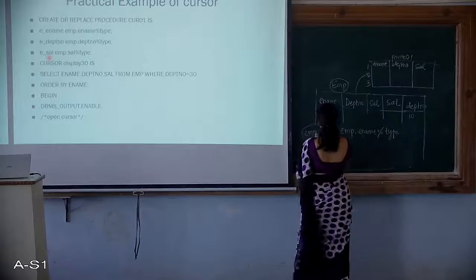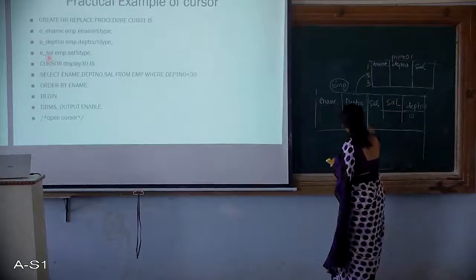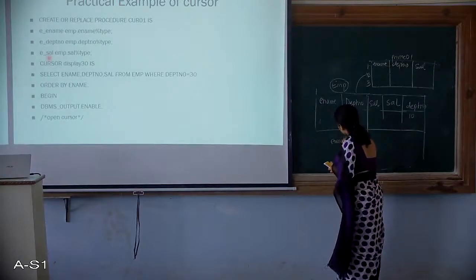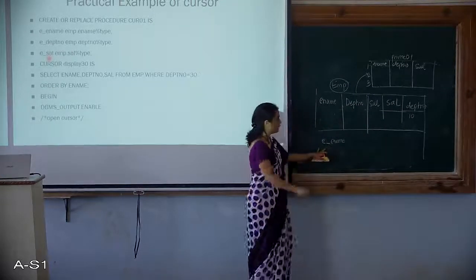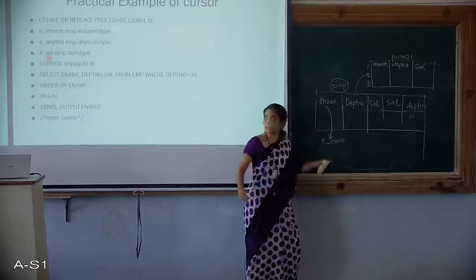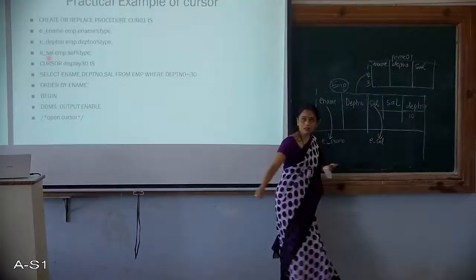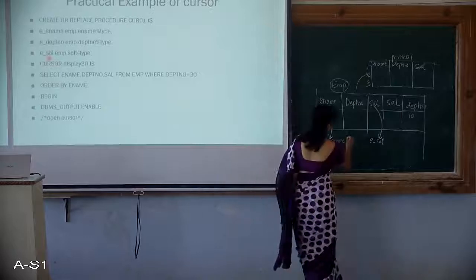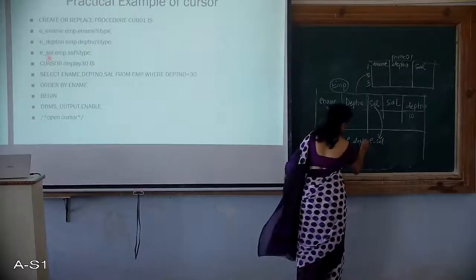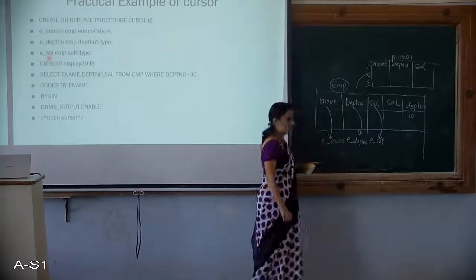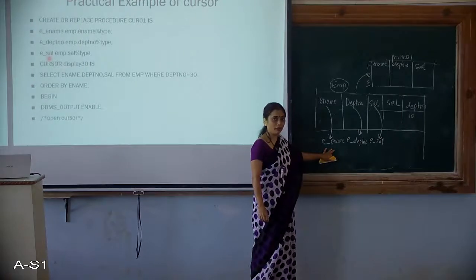Now I have three variables. Which are those three variables? I'll write them here. So this is your table. I have declared three variables. One is E name, E underscore E name, which has the same data type as this column. Then there is E salary, which is the same data type as this. And there is E department number, which is the same data type as this. I have just declared them, just showing that they are the same data type.